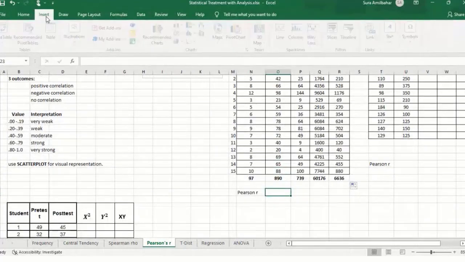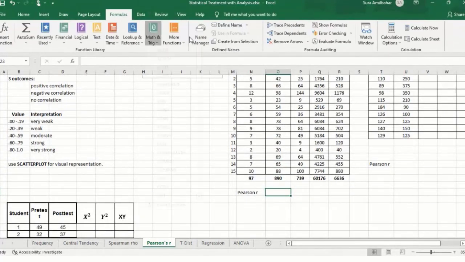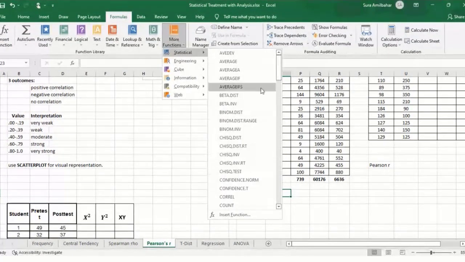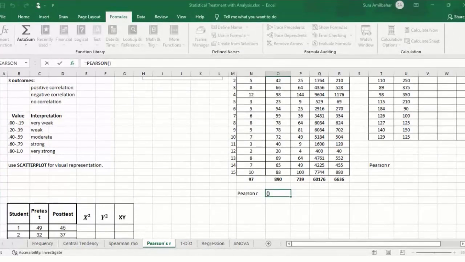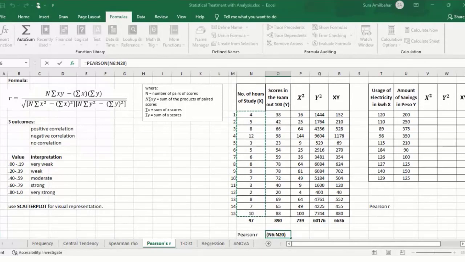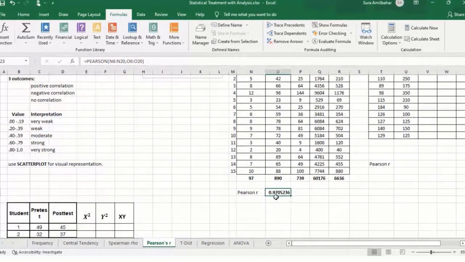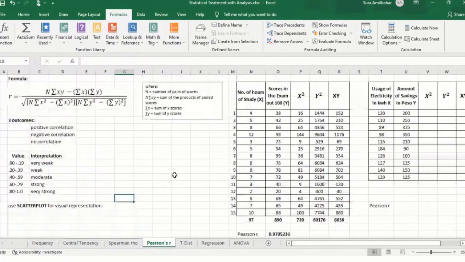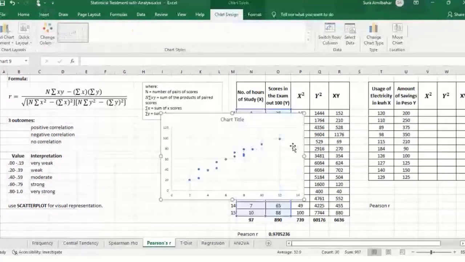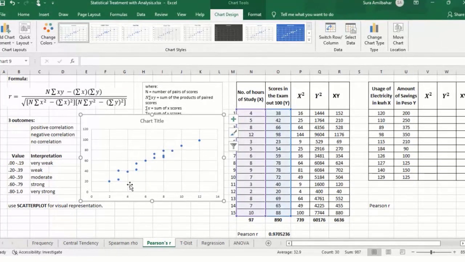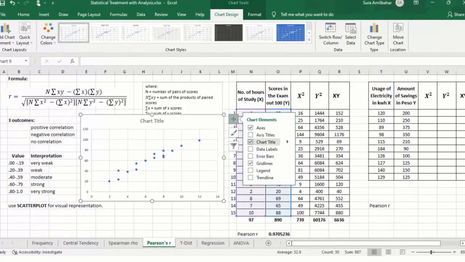But in Pearson's r, if you're going to use the built-in function in Excel, let's see if there is Pearson. P. There is. Okay. So array 1 is this one, and array 2 is this one. Okay. 0.9705236. Wow, it's a very strong correlation. And if you plot this one, scatter plot still. Wow, it's almost a straight line, no? There's our trend. Nice.